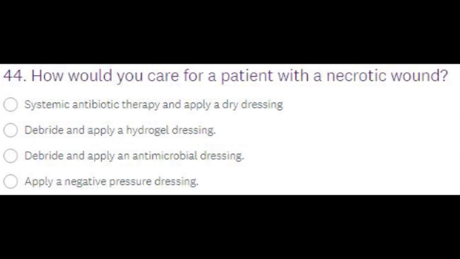Question number 44. How would you care for a patient with a necrotic wound? Options are option A, systematic antibiotic therapy and apply a dry dressing. Option B, debride and apply a hydrogel dressing. Option C, debride and apply an antimicrobial dressing. Option D, apply a negative pressure dressing. Option B, debride and apply a hydrogel dressing is the right choice.